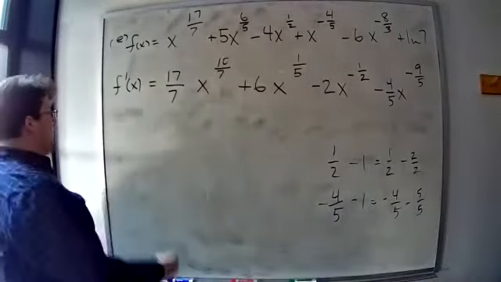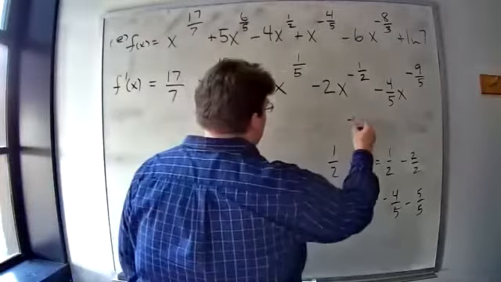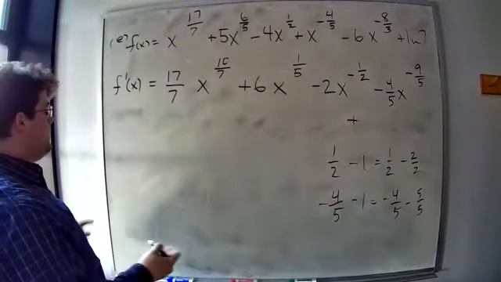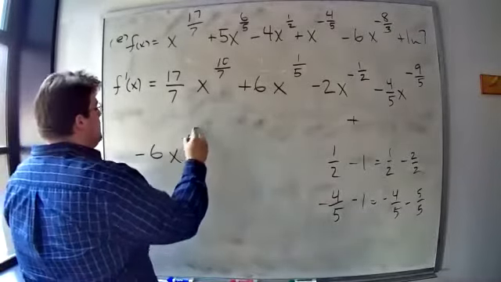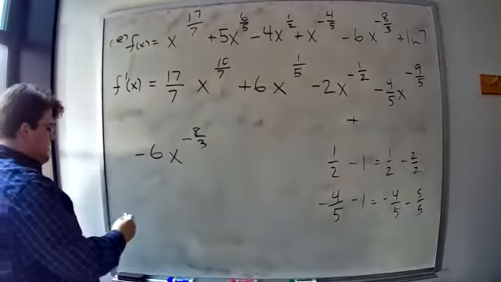And the last piece we have, I'm going to write the answer here. And then I'll talk about it, then write it. No, I will talk about it, then write the answer. So we have negative 6x to the negative 8/3. Well, how do we do this derivative?